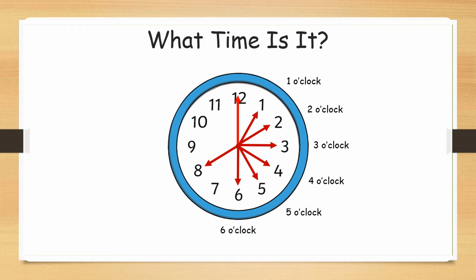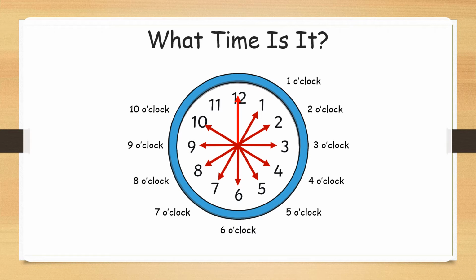The minute hand is on 12 and the hour hand on 7, we say 7 o'clock. The minute hand is on 12 and the short hand on 8, we say 8 o'clock. The minute hand is on 12 and the short hand on 9, we say 9 o'clock. The minute hand is on 12 and the short hand on 10, we say 10 o'clock.